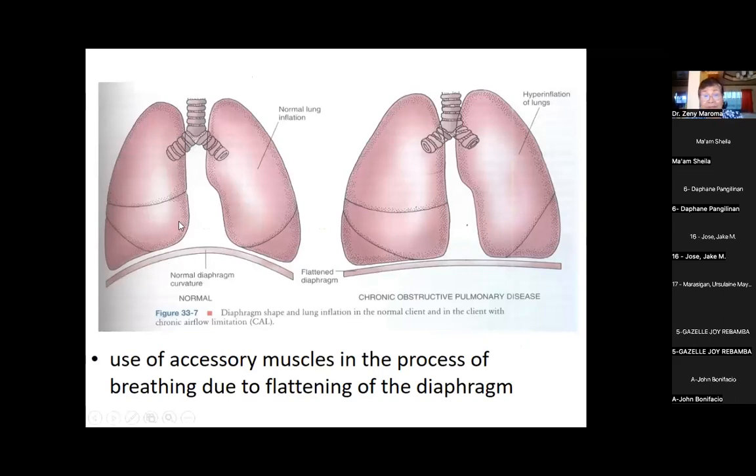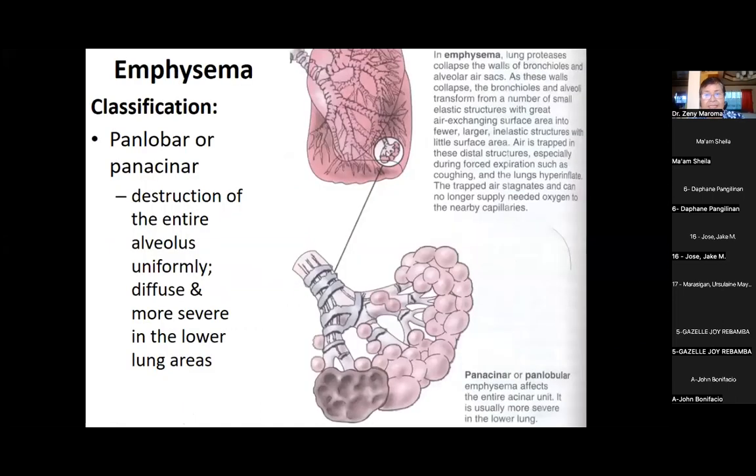So, andito yung comparing the normal lung with that of a COPD lung. Andito yung dalawang lungs natin. Tapos, andito si diaphragm with normal curvature. Over here, there's flattening of the diaphragm. Saka tingnan mo dito sa lung, compare dito sa right lung. Malaki siya. So, it is enlarged because of air being trapped inside.